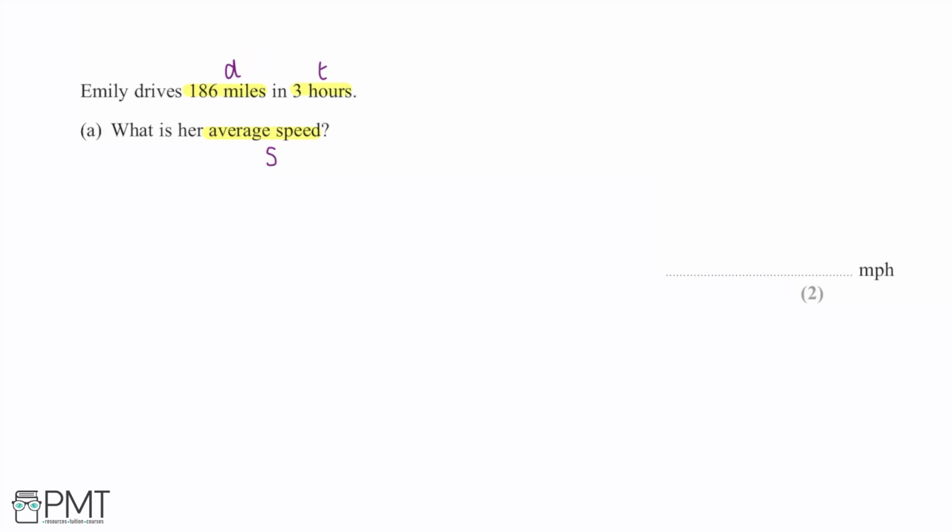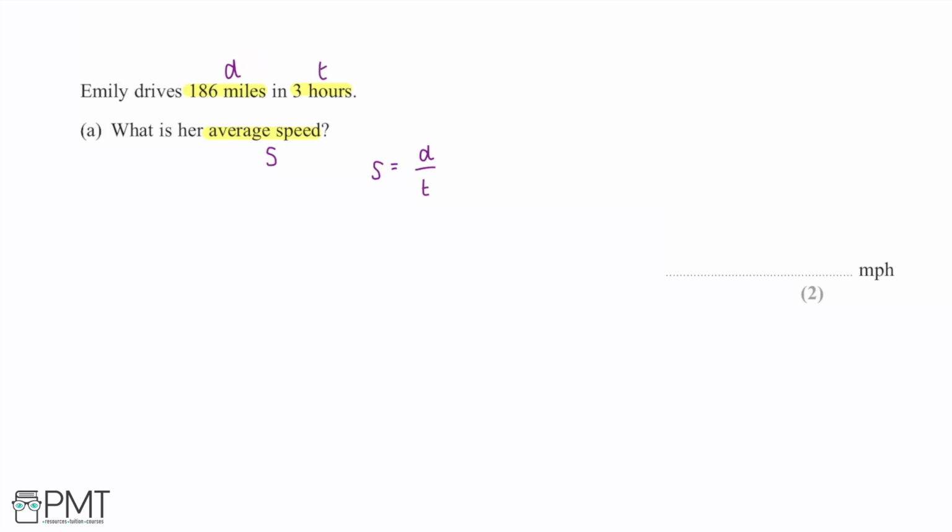So speed, distance, and time. Now, if I think back to the equations, I can remember that speed is going to be equal to distance over time. So for this drive, the average speed is going to be the total distance over the total time, which is what we have here.